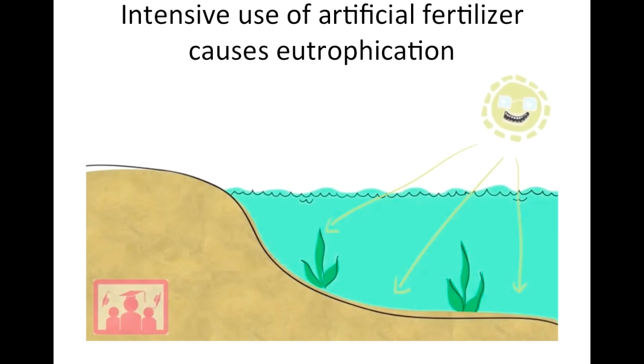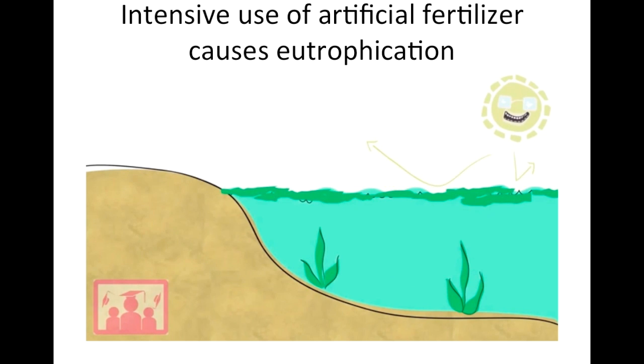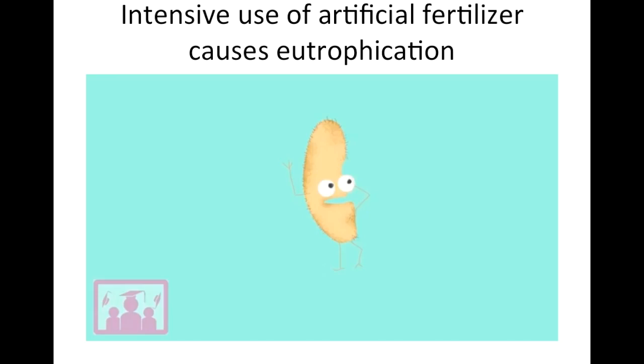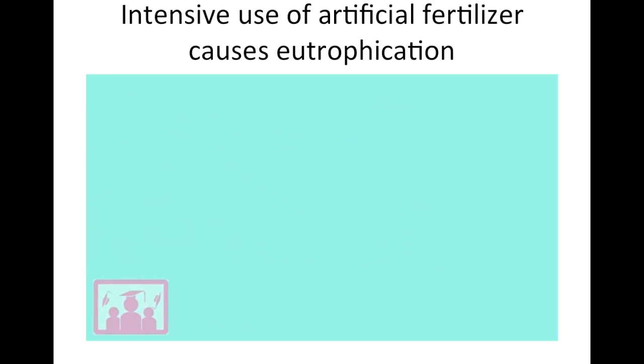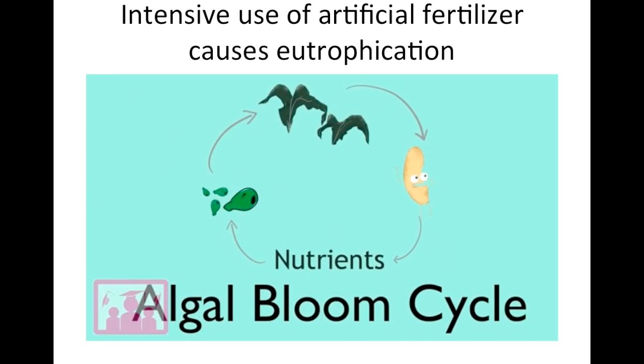This algal bloom will absorb sunlight shining on the water, so the sunlight can't reach the bottom. Plants who need this light to photosynthesize will die. The algae will also start to die when they eat up all of the nutrients and run out of food. Next, bacteria start to break down the dead plants and algae, and that releases more nutrients back into the water, continuing the algal bloom cycle.